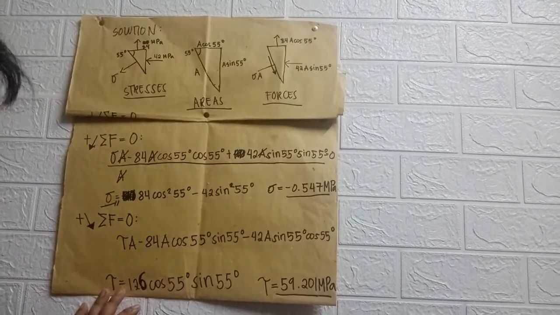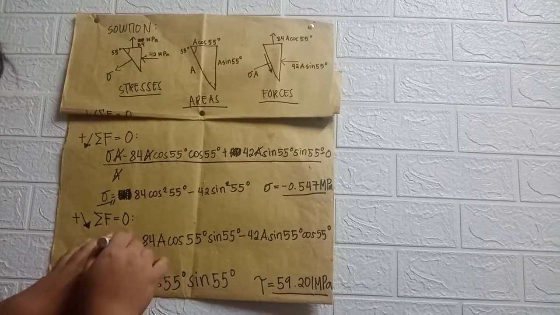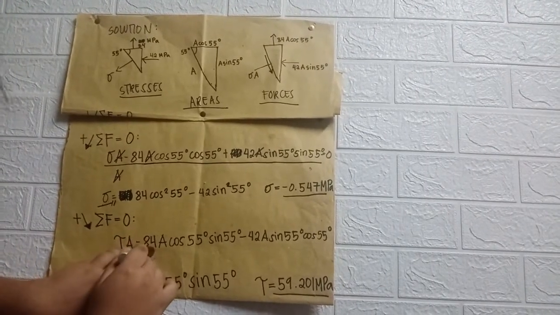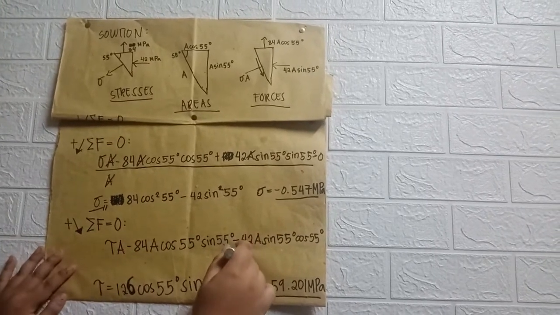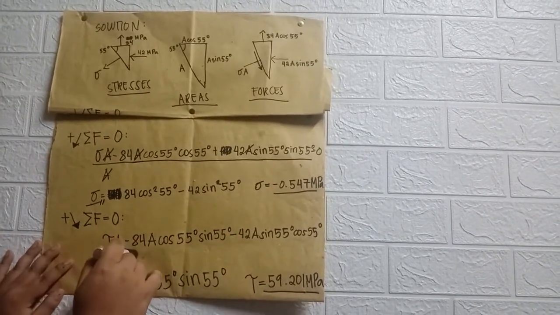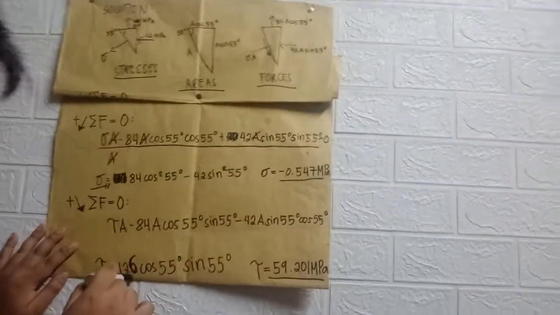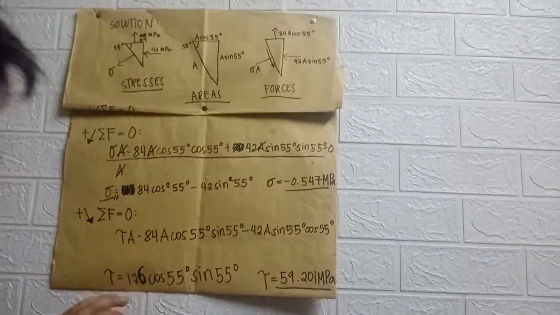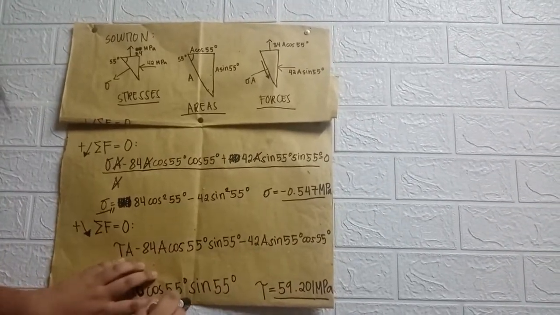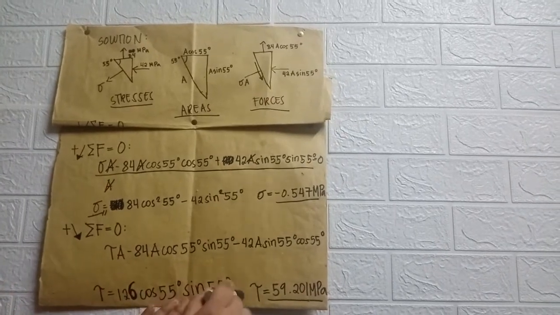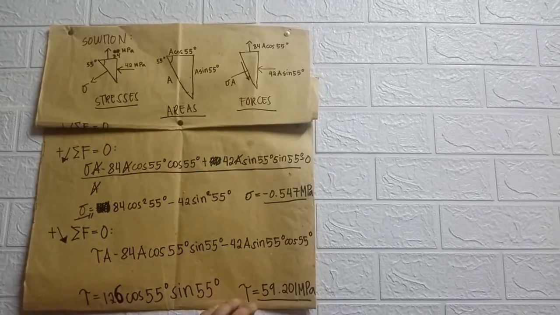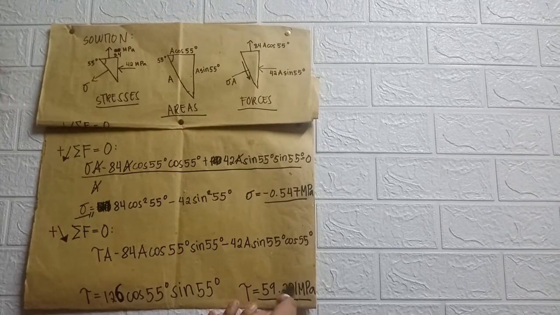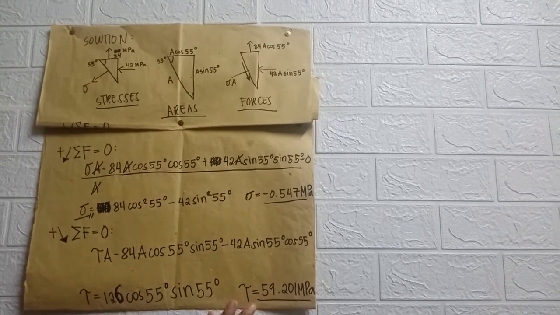Why 126? Because if transposed, this negative becomes positive and this negative 42 will become positive. So positive 84 plus 42 is positive 126. Cosine 55 degrees and sine 55 degrees because I combined them both. So the answer is 59.201 millipascal.